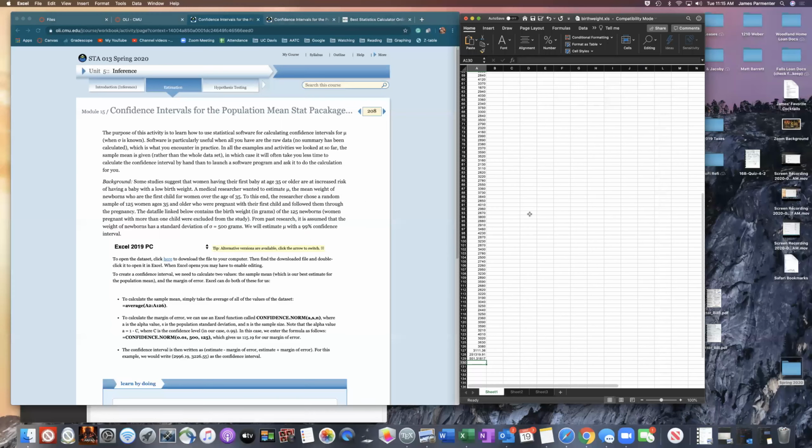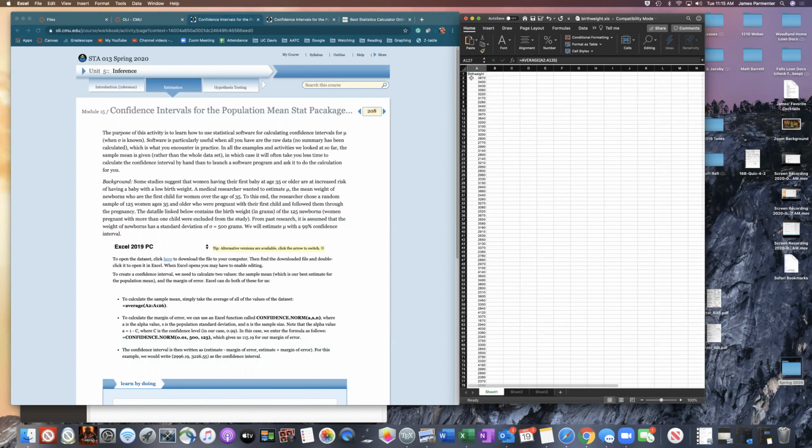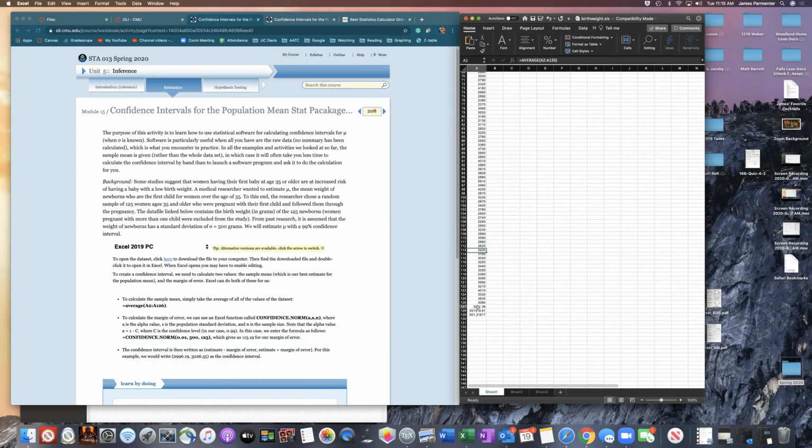But I want to talk about the process because I think it's important. So to get the average, I typed in equals AVERAGE, and then parentheses, the first entry, which is in this little box, A2, colon, all the way down to A126. So that's what I've got, A2 to A126. I feel like there's a different name for the boxes in Excel that I should know. Anyway, so we found the average.